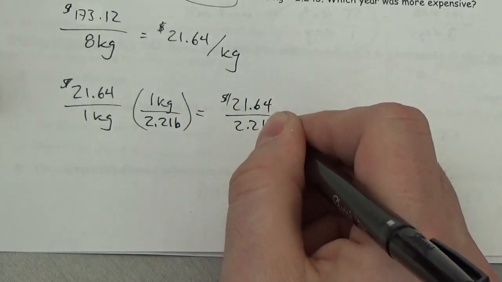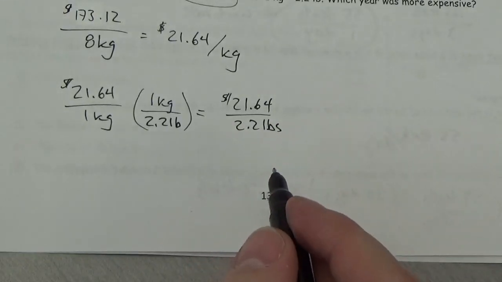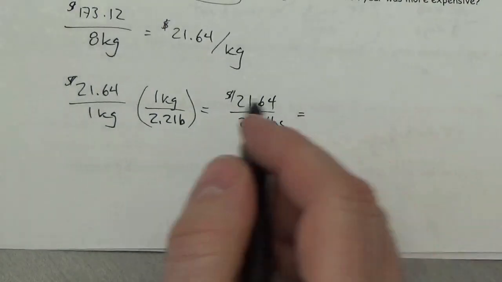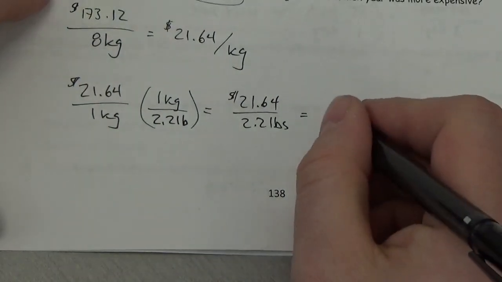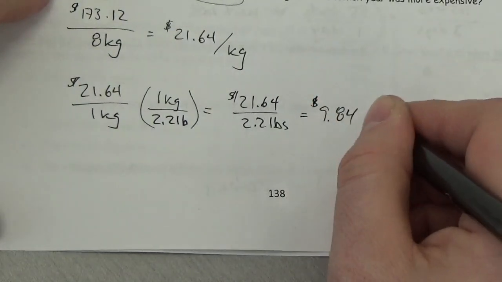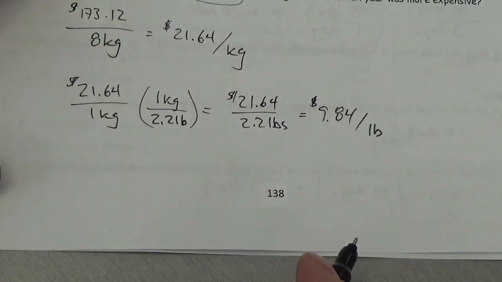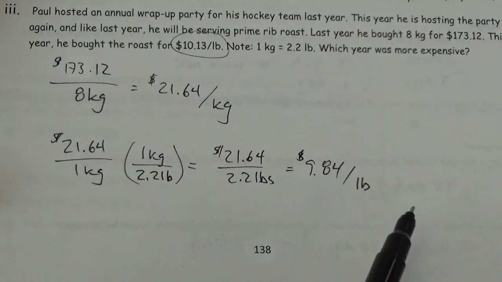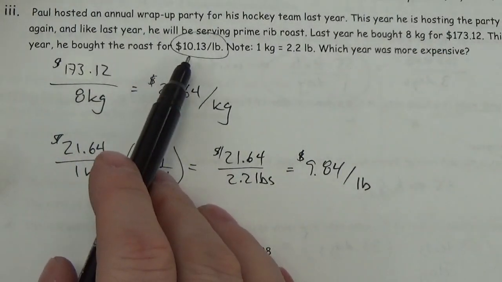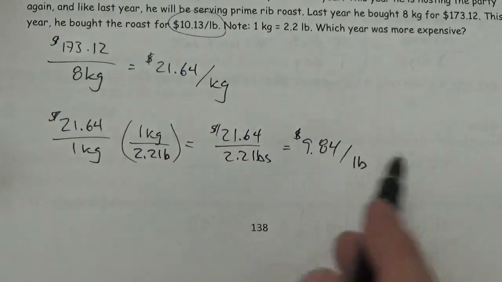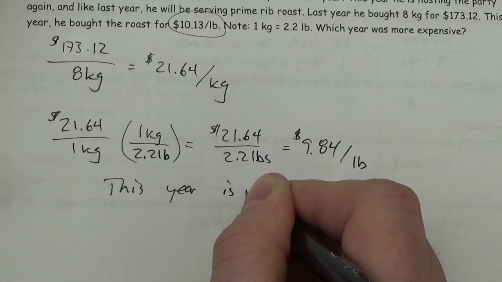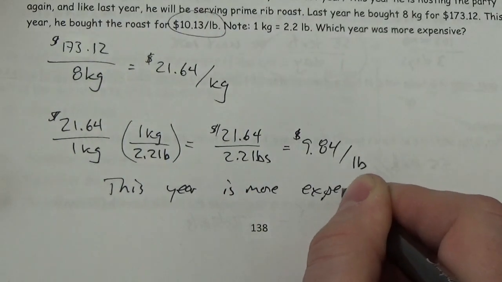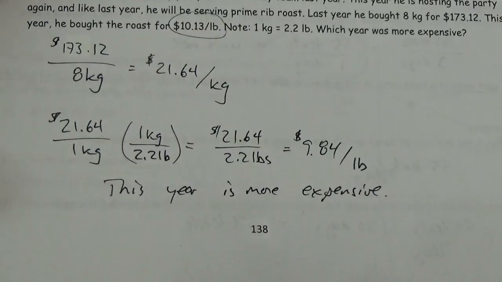$21.64 over 2.2 pounds. Now, I know that I still have to work with that a little bit. I still got to convert that into a unit rate, but at least it's smaller numbers than I would have been working with otherwise. So 21.64 divided by 2.2, that is $9.84 per pound. Okay, so now let's compare these. This year, he spent $10.13 per pound. Last year, he spent $9.84 per pound. This year is more expensive. Which stands to reason. Prices go up.